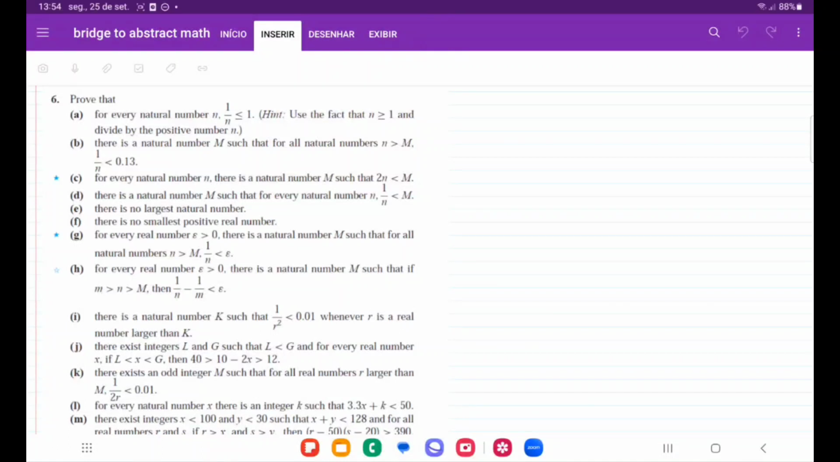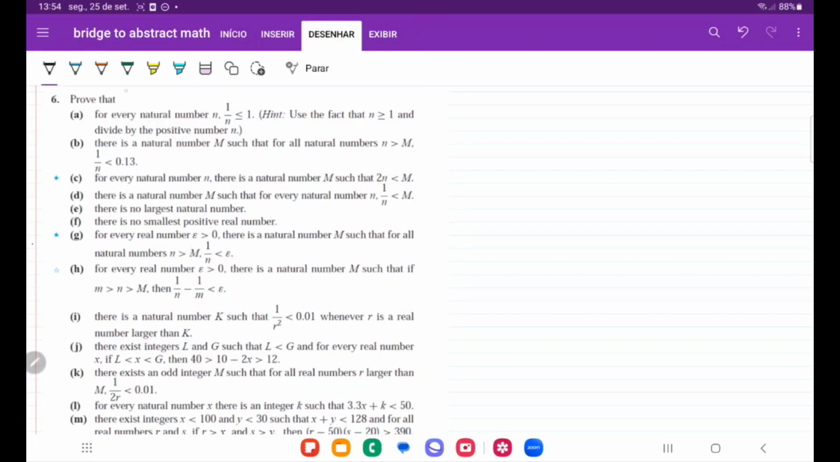So for number 6, we want to prove all these statements here. So let's begin with item A. So A, we want to prove that for every natural number n, 1 over n is less than or equal to 1. So let's begin with this. And we're going to say let n belong to the set of natural numbers.